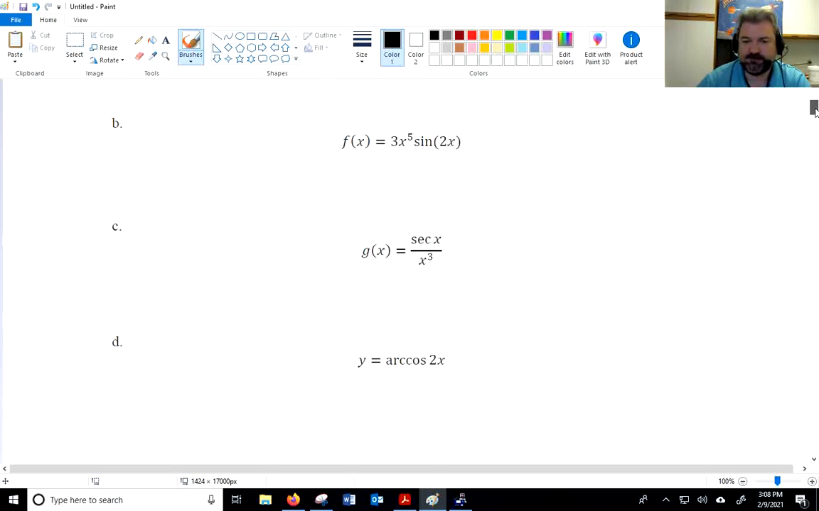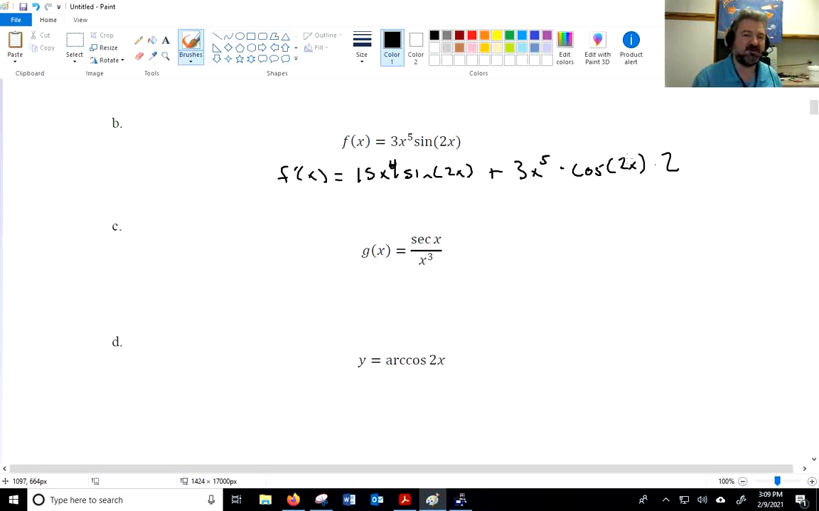All right, let's try the next one. 3x to the 5th times sine of 2x. Hopefully you remember your product rule for derivatives. So the derivative of the first is 15x to the 4th times the second, sine 2x, plus the first times the derivative of the second. The derivative of sine is cosine 2x, and then times the chain of 2. Remember, when you take a derivative, it's the derivative of a co that makes it negative. I took the derivative of sine, which is not a co, so my answer is positive.